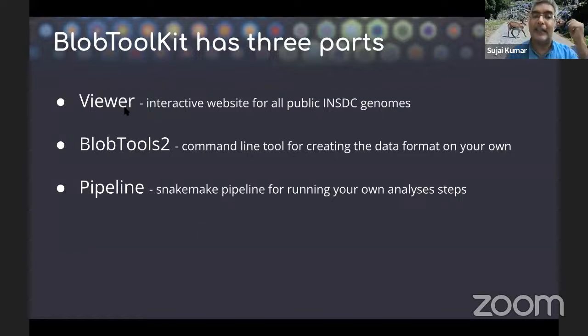And the viewer is what I'm going to show you today. The other 2 things that are on the Blob Toolkit website is the Blob Tools 2 download and command line tool for creating the data format for your own assemblies. Obviously, you don't only want to analyze public assemblies, you also want to analyze your own assemblies. And lastly, which goes along with Blob Tools 2, is the pipeline. It's a Snakemake pipeline for running your own analysis. It's not easy, but you have to be familiar with the Unix command line and you have to have access to a cluster with lots of RAM and lots of cores, because this is a computationally intensive process.